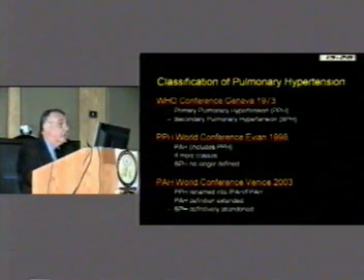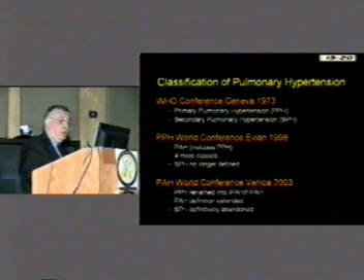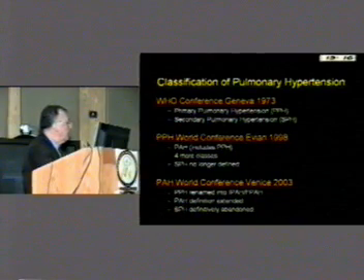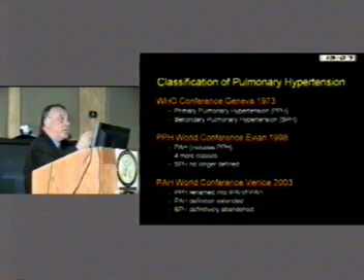These are the classifications of pulmonary hypertension, the old one, and then the Geneva 73, and then the Evian 98, and then we have the Venice 03. And mind you that here the secondary pulmonary hypertension is definitely abandoned. We don't mention secondary pulmonary hypertension now. Either you have PAH, when we say PAH, that's group 1, or non-PAH, that's the other 4 groups.